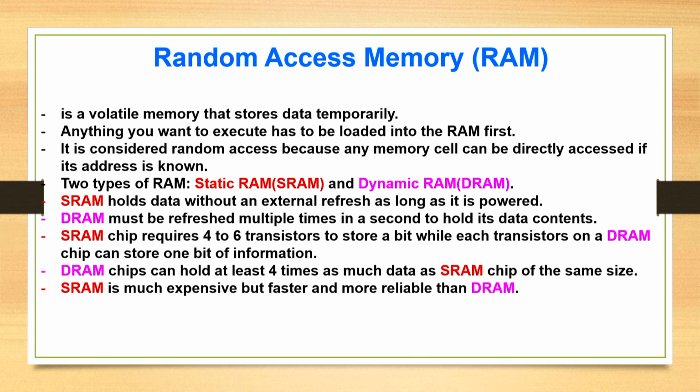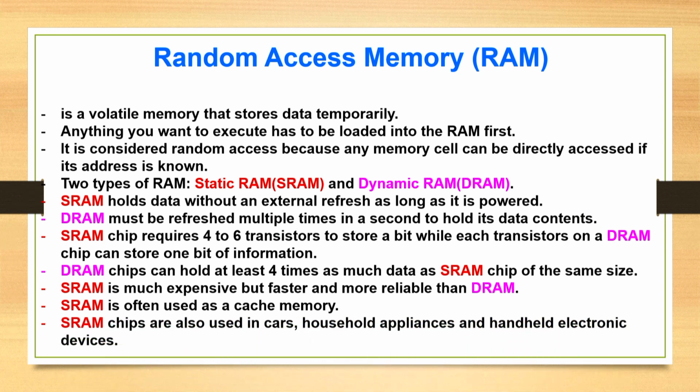SRAM is much more expensive but faster and more reliable than dynamic RAM. Static RAM is often used as cache memory, and static RAM chips are also used in cars, household appliances and handheld electronic devices. Static RAM uses flip-flops, whereas dynamic RAM uses capacitors. So, this is the difference between static RAM and dynamic RAM.